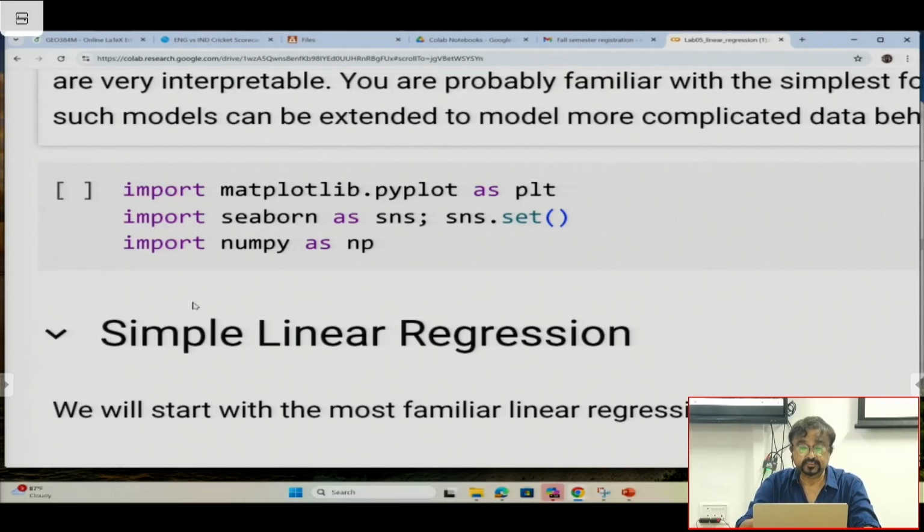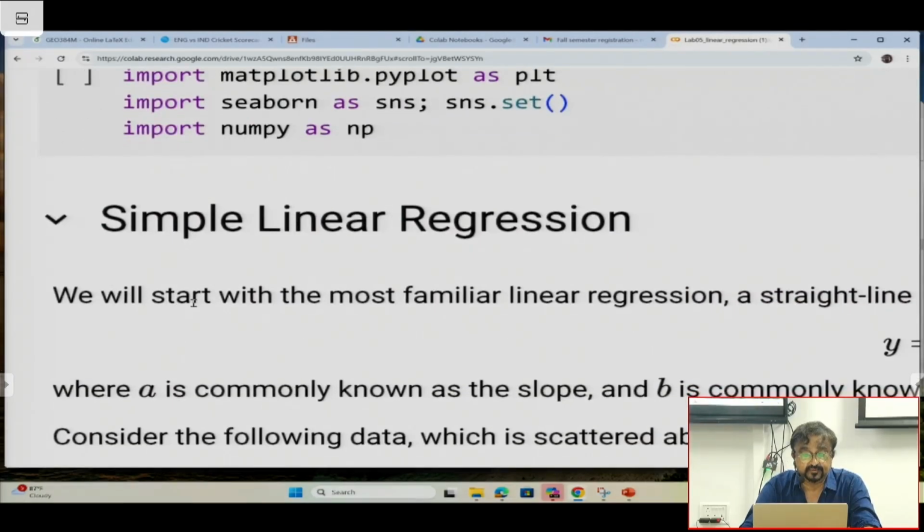I will send you these files, and you're going to have to try it at home tonight, in your hostel or wherever you are staying. Then we have this NumPy library, and this Seaborn library is quite good also. So we'll try a simple linear regression.